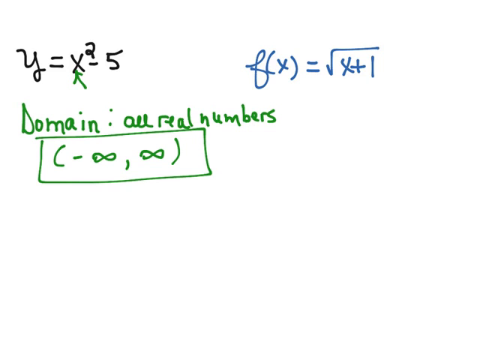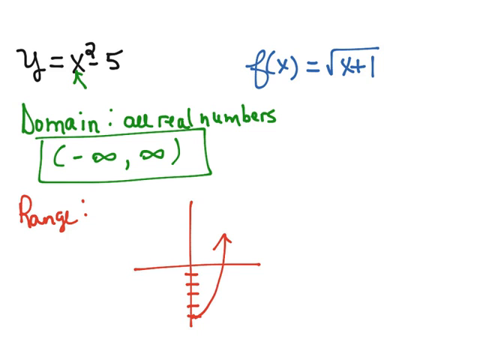The range for y equals x squared minus 5 is what answers we're going to get out when we substitute in any real number for x. So a good way to think about this is to look at the graph of y equals x squared minus 5. This is a parabola that is shifted down 5 units. So our graph would look something like this.